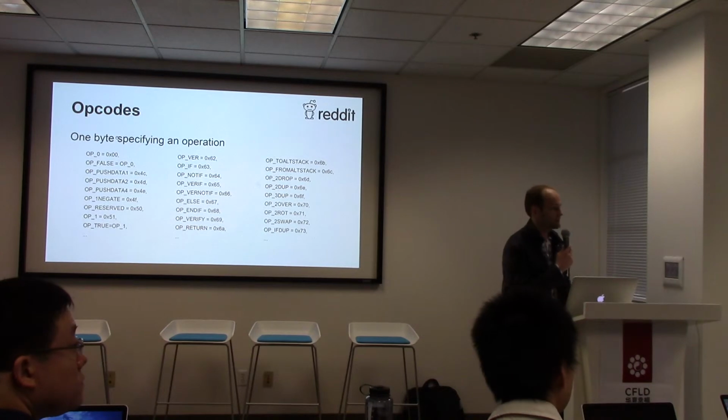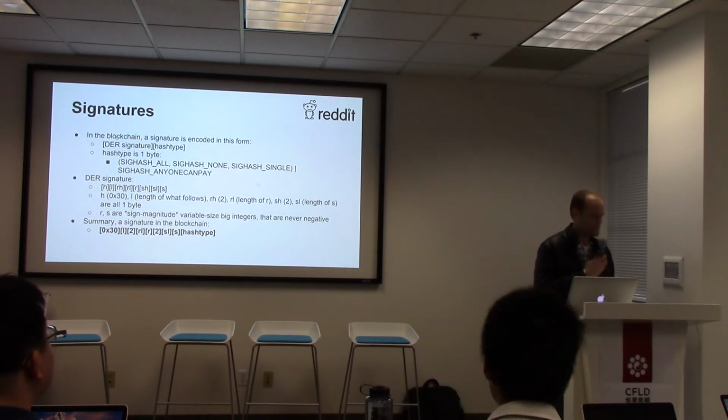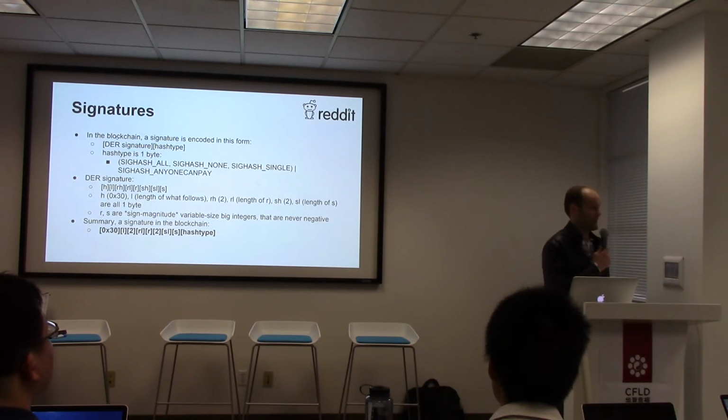I have a question. Yeah. On the previous slide, there were these R's and S's. Are you going to describe what those are at some point? I'm not going to explain ECDSA, but those are components of a signature. A signature consists of R and S.